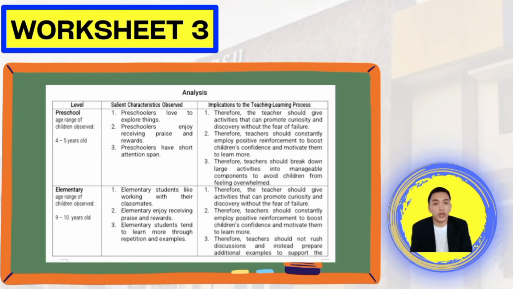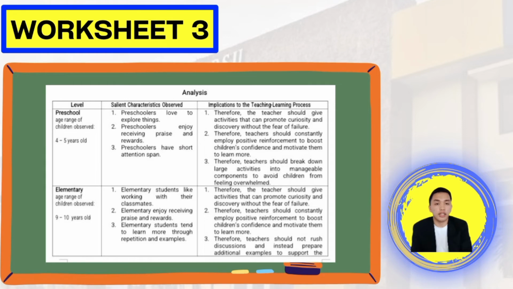Next level, elementary, age 9 to 10 years old. Salient characteristic observed: loves working with their classmates, loves to receive praise and rewards, and learns through repetition. Implications to the teaching and learning process: Therefore, the teacher should give activities to support their curiosity, use positive reinforcement to increase their confidence, and give support to their learning.